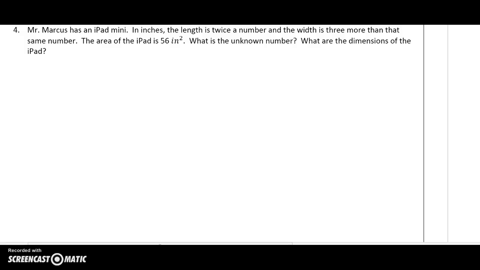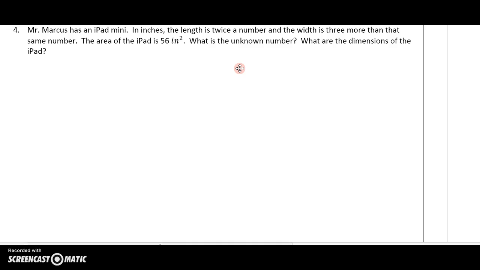Number 4. Mr. Marcus has an iPad mini. In inches, the length is twice a number, and the width is 3 more than that same number. The area of the iPad is 56 inches squared. Okay. What is the unknown number? What are the dimensions of the iPad?